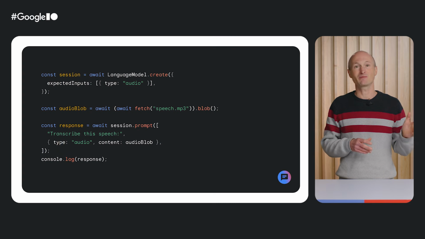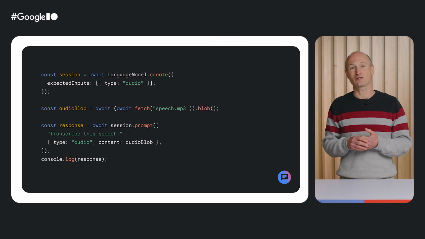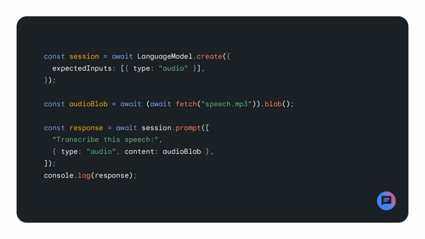As per the consistent API design, you create a session by calling create, but this time passing type audio in the expected inputs array. Next, you get the blob of an audio file, but it would also work with a reference to an audio element. Finally, you call the prompt method, asking it to transcribe the speech.